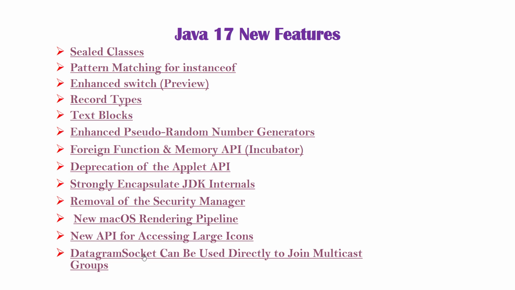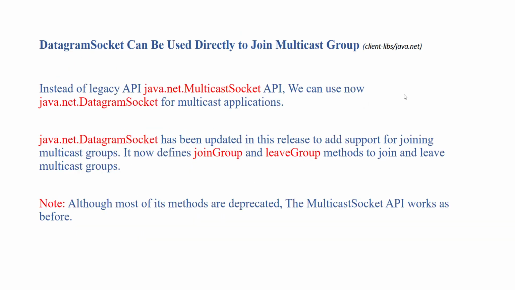A datagram socket can now be used directly to join a multicast group. Earlier we used a legacy class, the multicast socket API, to achieve this. Now we can use a datagram socket for multicast applications. With the datagram socket, we can use the join group or leave group methods to join or leave multicast groups. We can still use the multicast socket API in case it is needed, but it is recommended to use the datagram socket over the multicast socket.